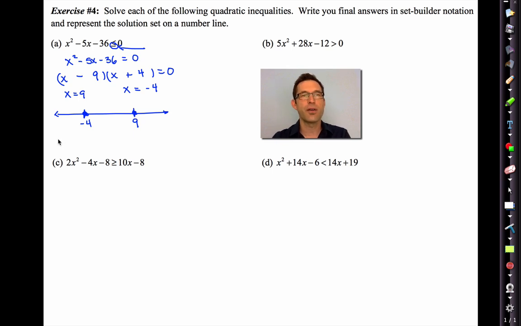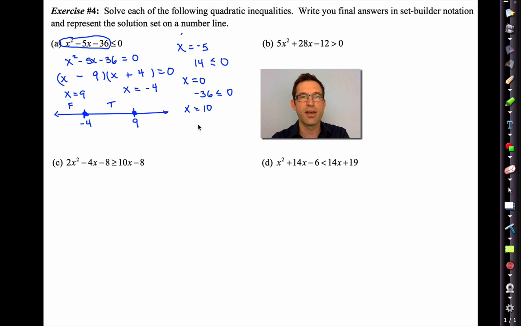All right, and then test values. Let me get rid of this. So for instance, if I test x equals negative 5, and again, I'd probably use my calculator on this, I plug negative 5 in there. What I would get is 14 is less than or equal to 0, and that's false. So I'll put a little f up here. All right, maybe I'll test something in between, like x equals 0. If I put that in there, I'd get negative 36 is less than or equal to 0. That's certainly true.